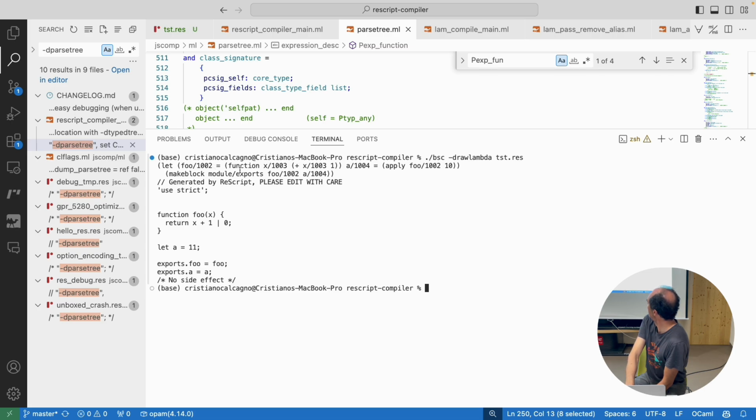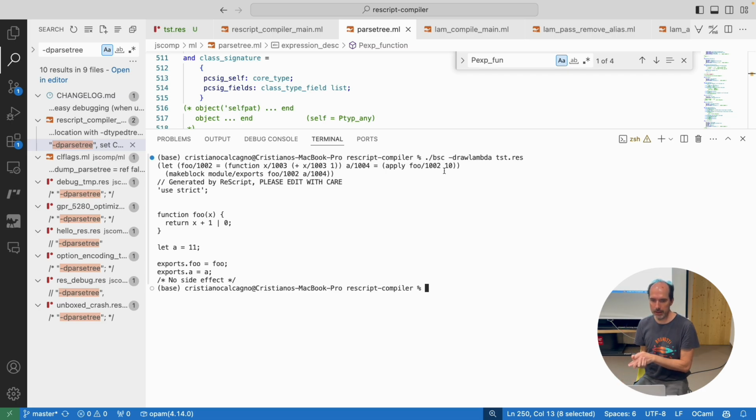So not much has happened here. The function is just x plus 1, and the application is still there. So even though this is the last layer before code generation, there is a difference between this code and that code. Like this A is 11, and here A is still foo applied to 10. So that's where the backend takes over.